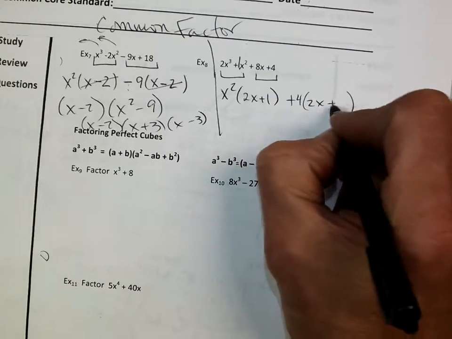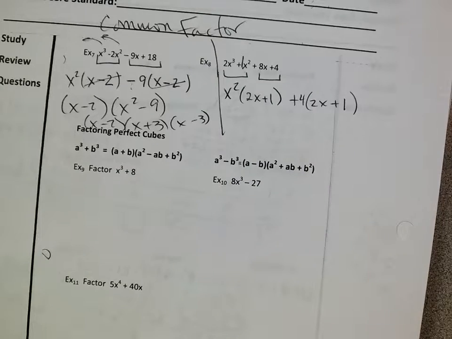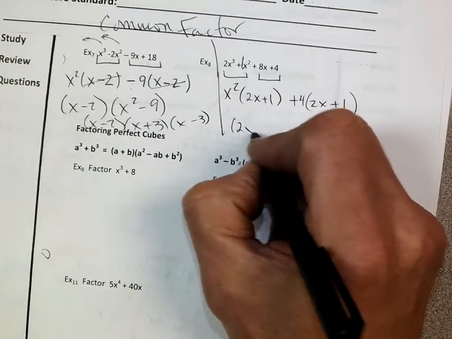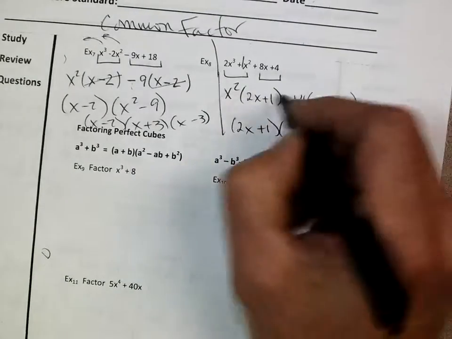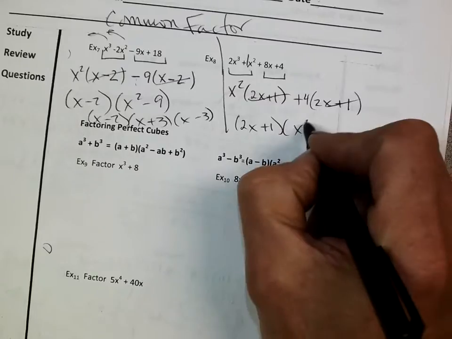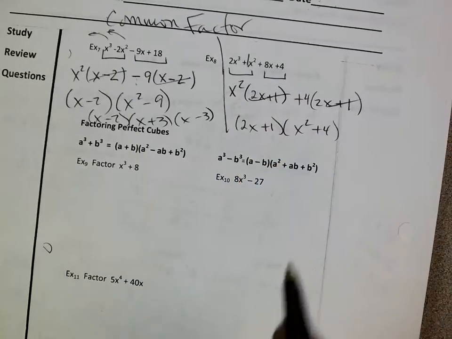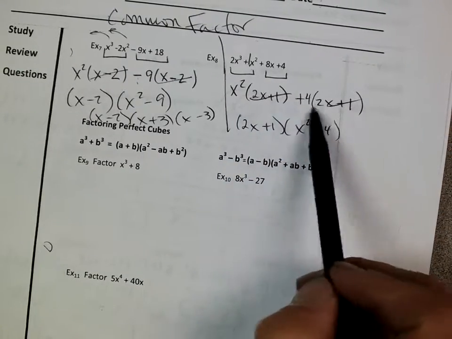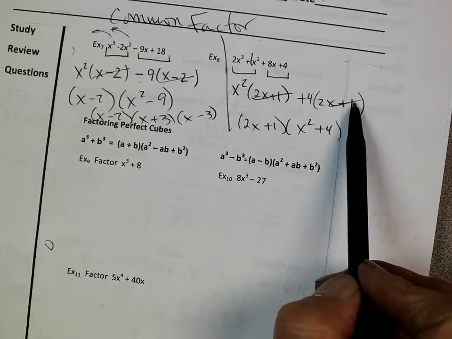2x plus 1. All right, let's finish it up. What do they have in common? 2x plus 1. What's left over? And I cannot factor that again. So one of the things I do to help kids is I cross it out when I take it out. That way you're not worried about having two of them, right?